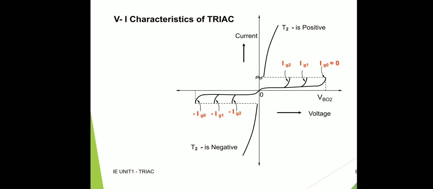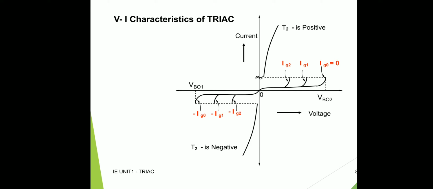First consider the first coordinate characteristics. See, when IG is 0, when the gate current is 0, the breakover voltage is VBO2. Until the applied voltage reaches this VBO2, the device is in the off state. Though it is in the off state, a small leakage current is flowing. See, these are the characteristics.